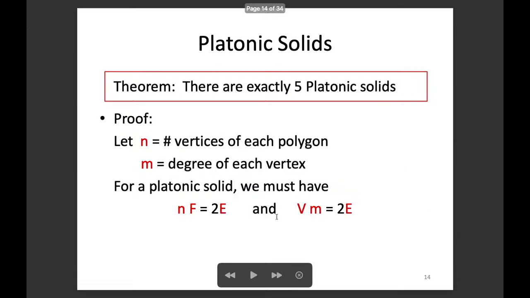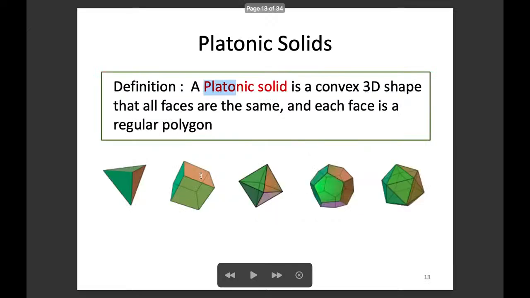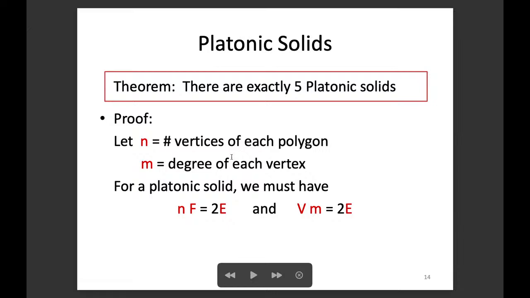Another thing is, because it is a 3D shape, each of the vertices is going to be linked to some edges, at least three edges, because two edges cannot form a 3D shape. So each vertex is linked to at least three. Some of them can be more. For instance, this one is linked to five of them. So n is the number of vertices of each polygon, and m is the degree of each vertex.